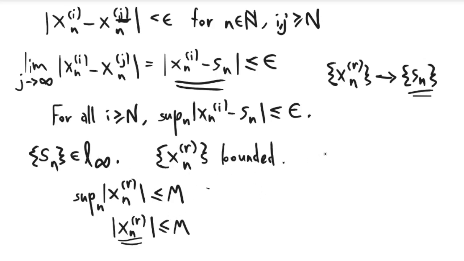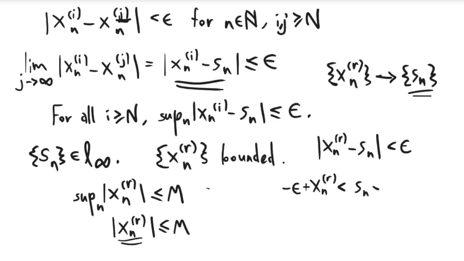But you also know that if you pick your r large enough, then |x_n^r - S_n| can be made less than epsilon, or equivalently that this is true. Again, if r is large enough and for any choice of n, we have that this is true. But by what we just said, this is greater than or equal to negative m minus epsilon, and this one over here is less than or equal to m plus epsilon.